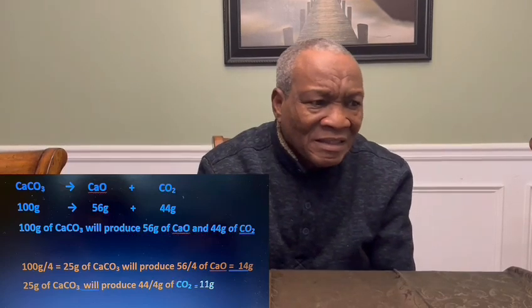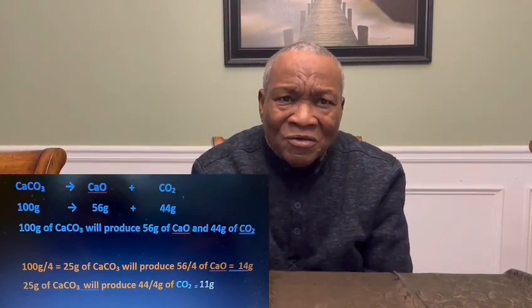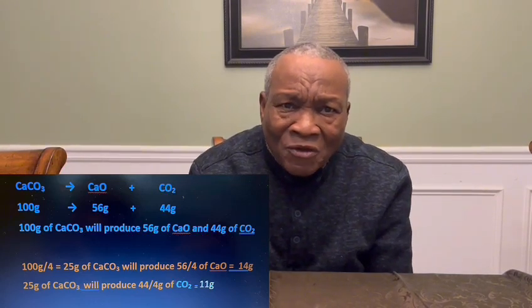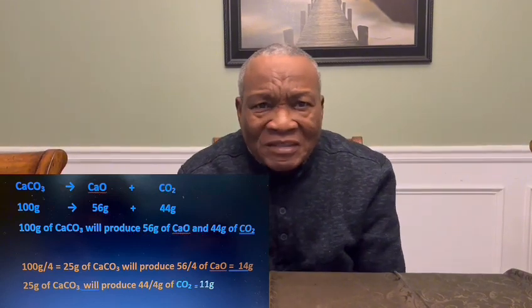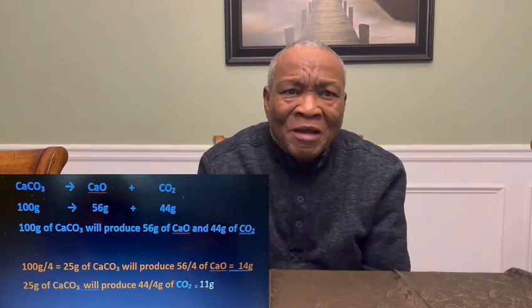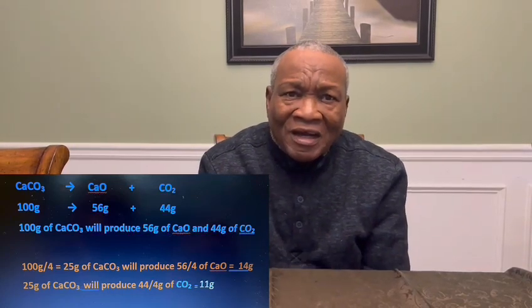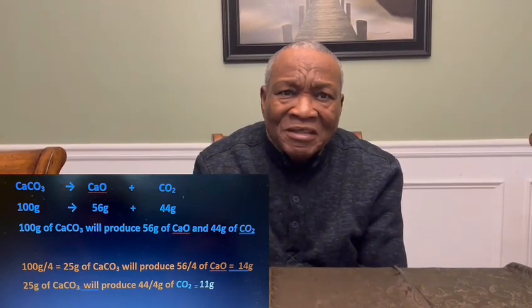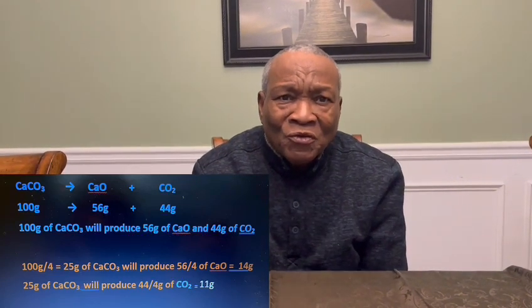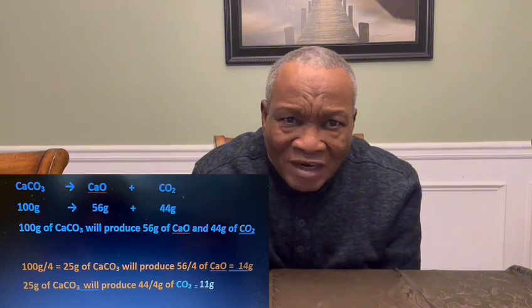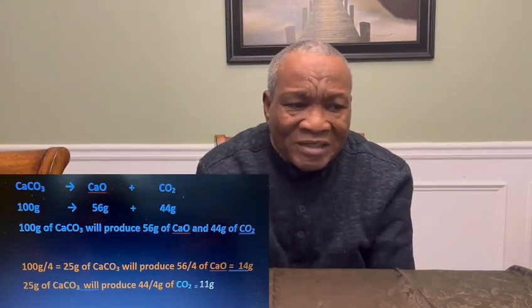That is 44 divided by 4, which will give you 11 grams of carbon dioxide. And that of 56 for calcium oxide, if you divide by 4, is going to give you 14 grams of calcium oxide. That means 25 grams of calcium carbonate is going to produce 14 grams of calcium oxide and 11 grams of carbon dioxide.